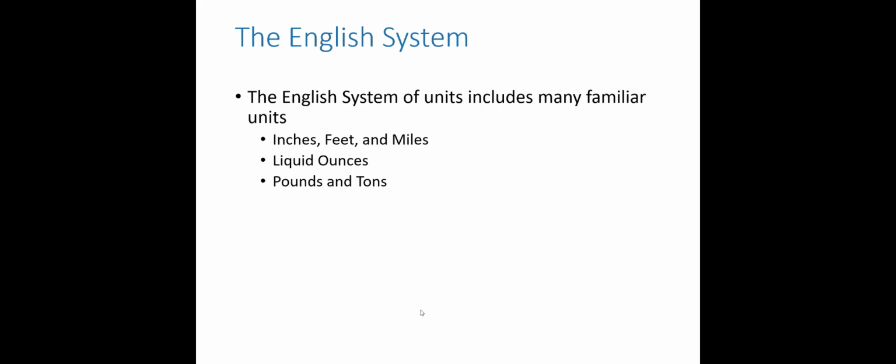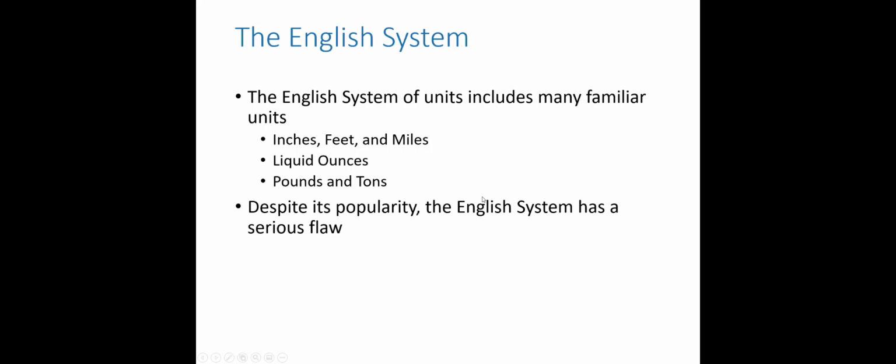Now, I'm sure at this point you're somewhat familiar with the English system, even though you might not know that it was called that. The English system contains many different familiar units like inches, feet, miles, all of those being units of length, liquid ounces being a unit of volume, and pounds and tons being units of weight. And although it is in common use, there's one very serious problem with that, and that has to do with the way these units relate to one another.